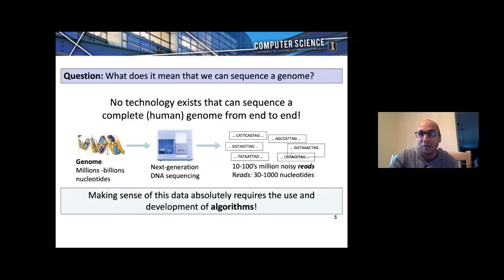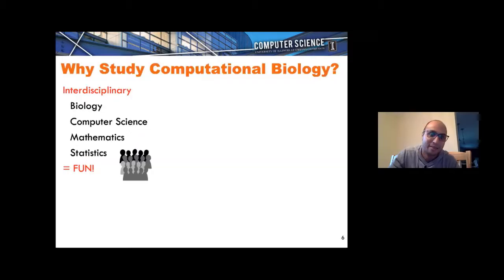So in order to make sense out of this data, you need to use computer science and algorithms. It's absolutely necessary. There's no way around it. And that's why this is such an exciting field. For me personally, what I like a lot is that it's very interdisciplinary. As a computational biologist, you're exposed to different disciplines, including biology, computer science, mathematics, and statistics. You need statistics to make sense out of the different error models that you have because of the different technologies. And this is really fun. You basically get to work in different fields simultaneously.